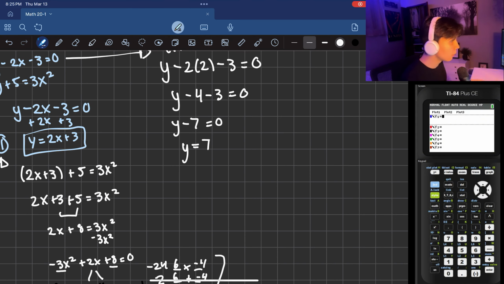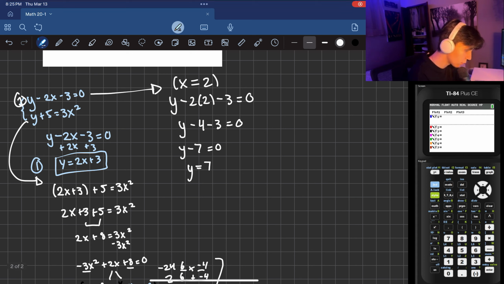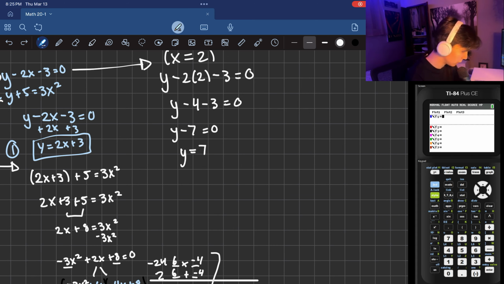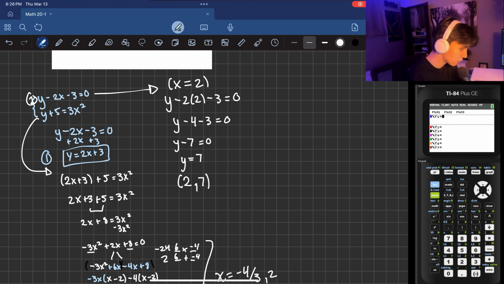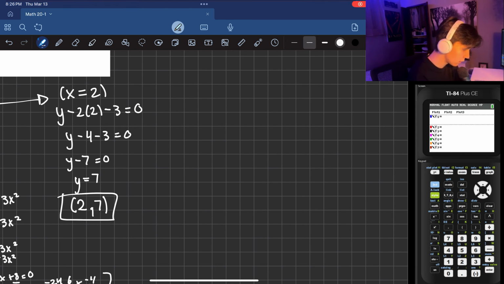What's different in this unit from the last is you're actually going to express this as a coordinate, because you have what x is equal to and what y is equal to at that x as well. So we're saying x at 2 gives us a 7, and that is one solution to our system. Another answer to our system is going to be the other solution.